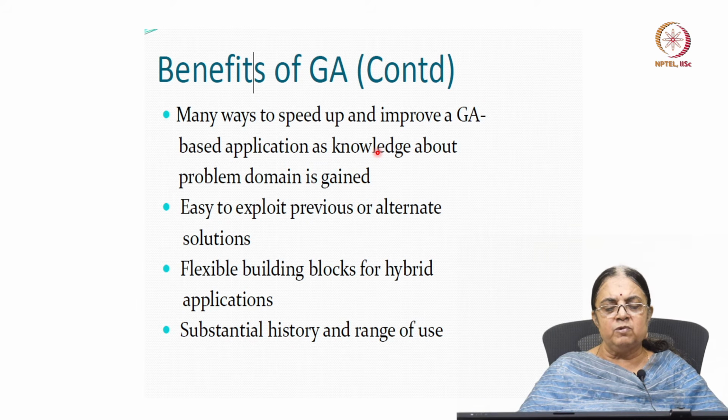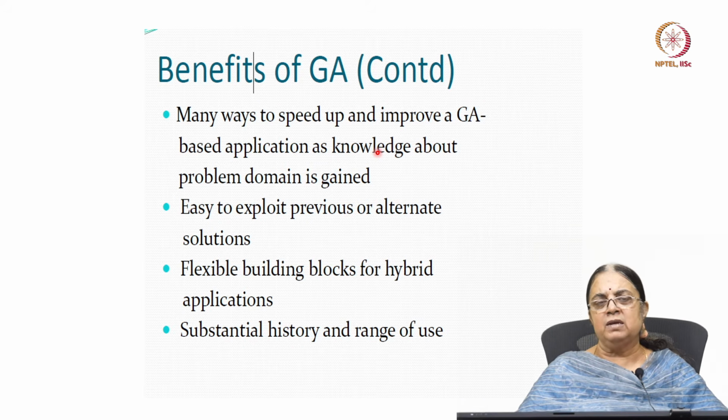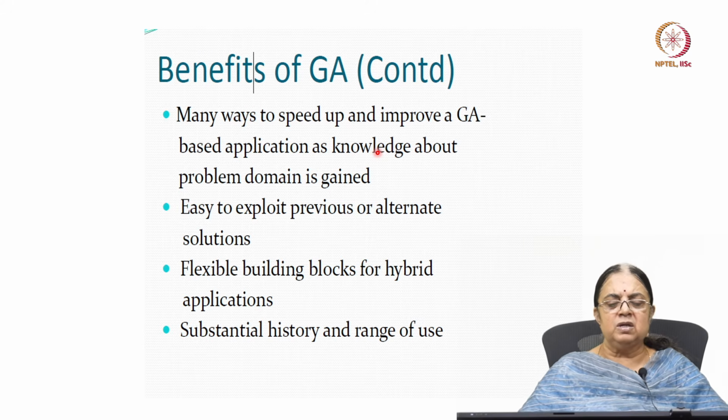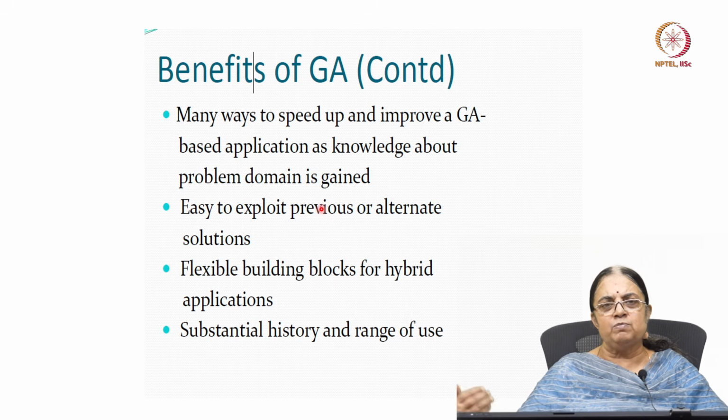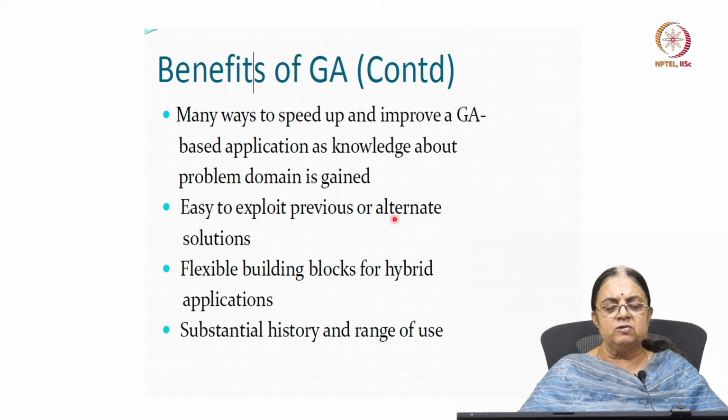You can use something about the knowledge of the problem domain that you have gained. Okay. And if you have got some previous or alternate solutions, you can exploit that to speed it up. So what you can do is, when you know some alternative solutions which exist, you can take those alternative solutions as your initial solution here. So what you will find is that because you have done that, you will get the solution faster, and also it may be more exact, it may give a better solution.